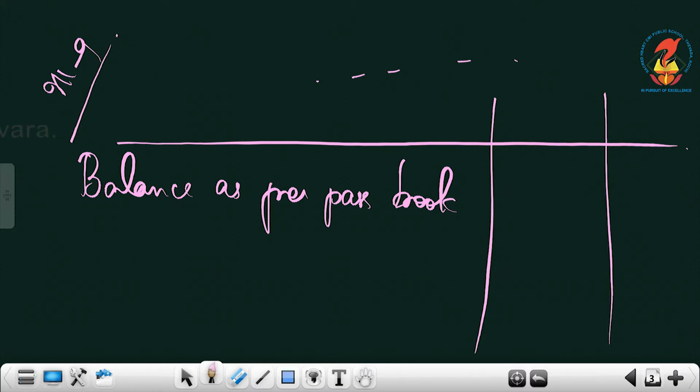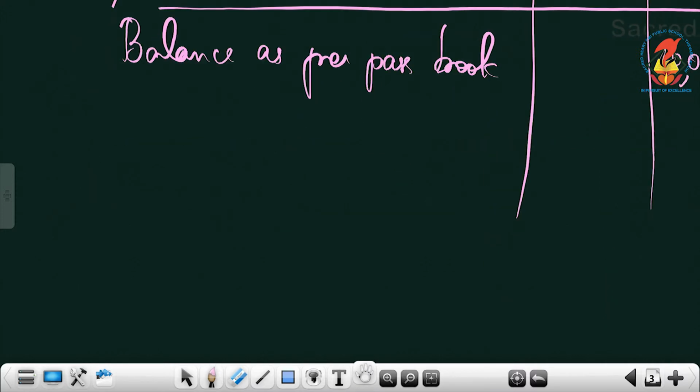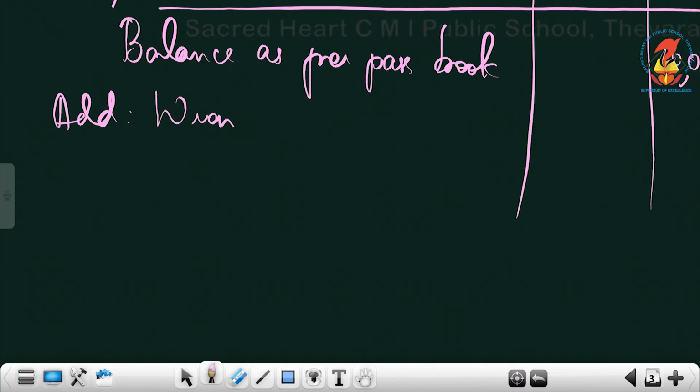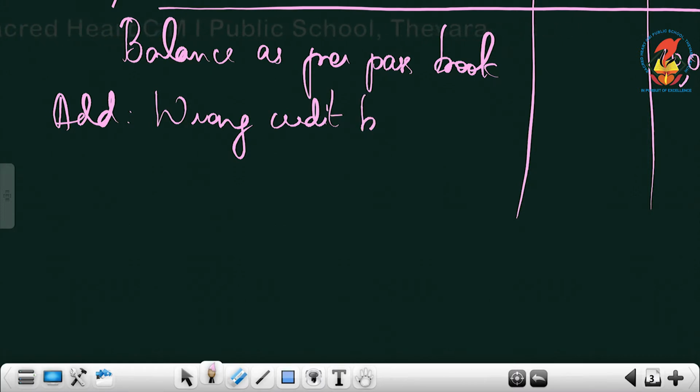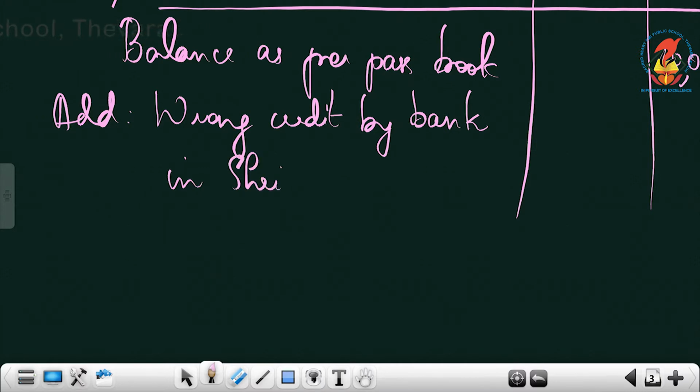Balance as per passbook 10,000. Okay. This item we'll add, the first one we discussed. Add wrong credit by bank in Shri Kishan's account. So the amount is 500.